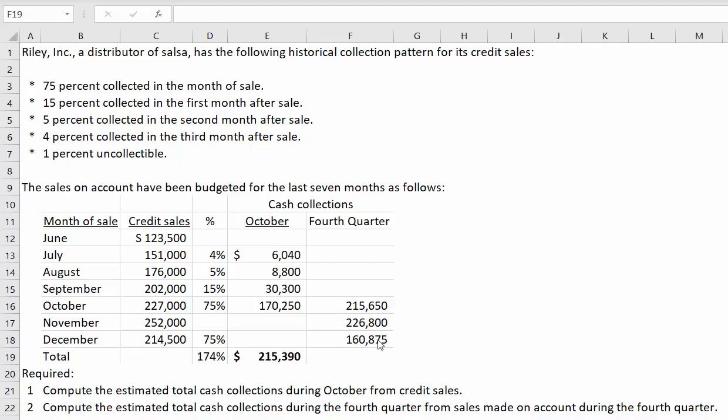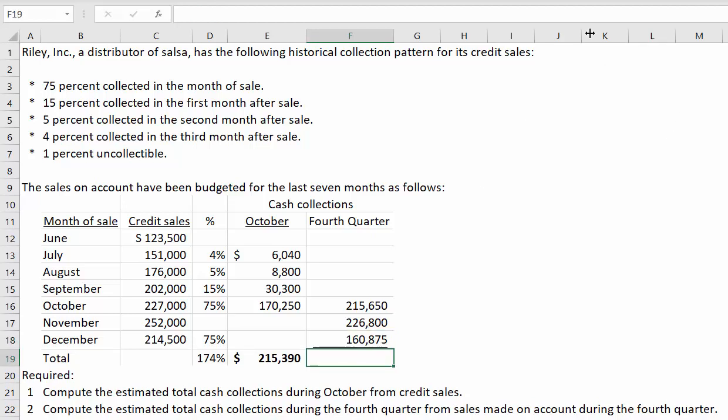Okay, now, if I underline this, we can calculate our new total. Just use an auto sum. And we come up with $603,325, and that is the correct amount.